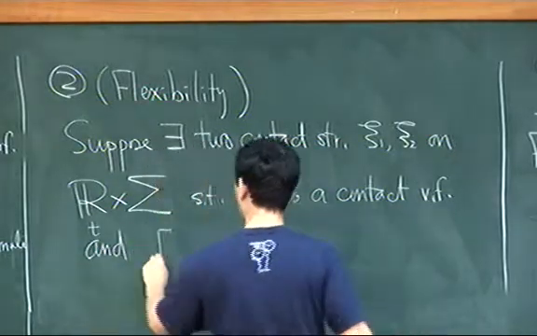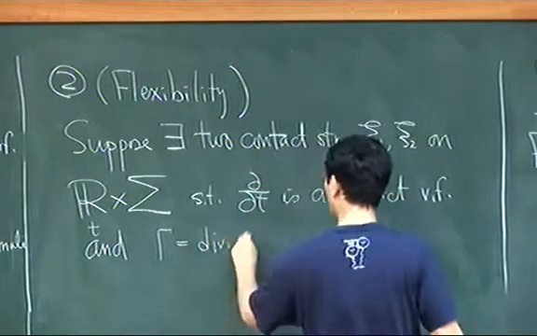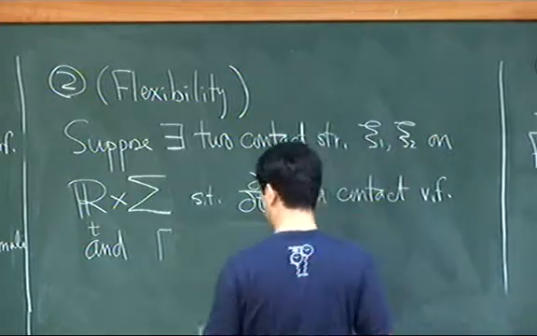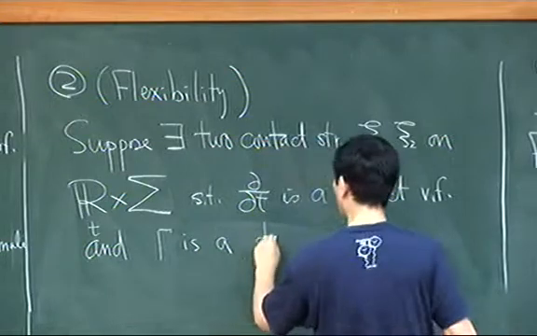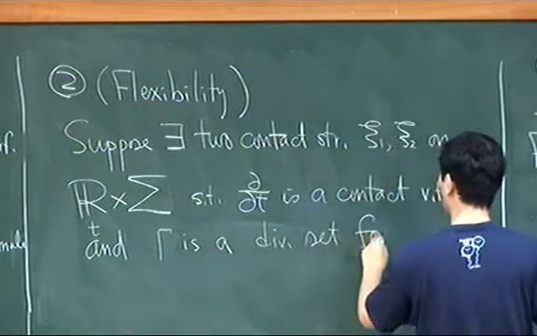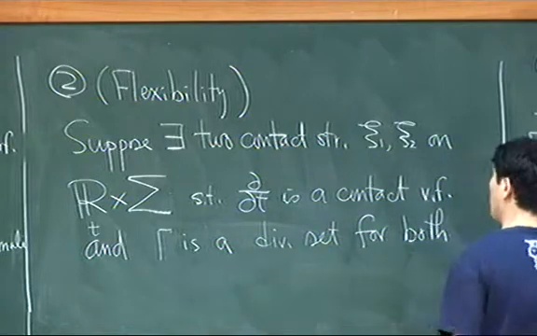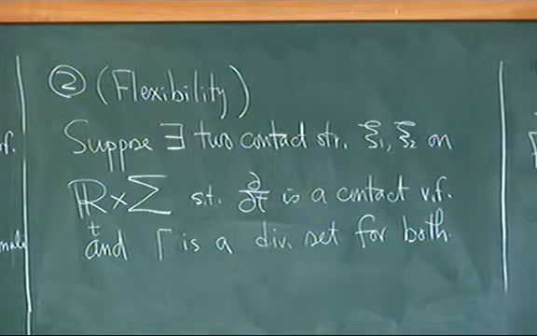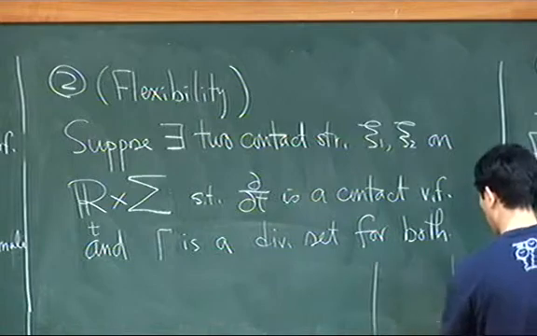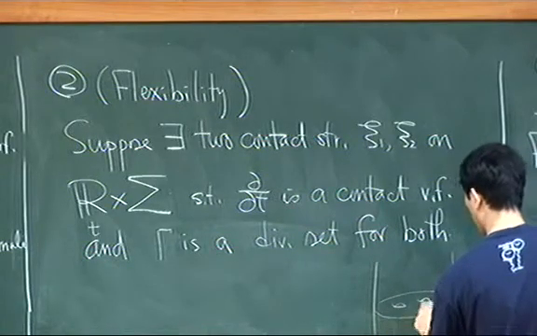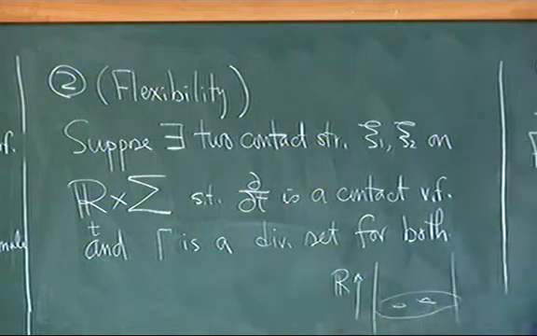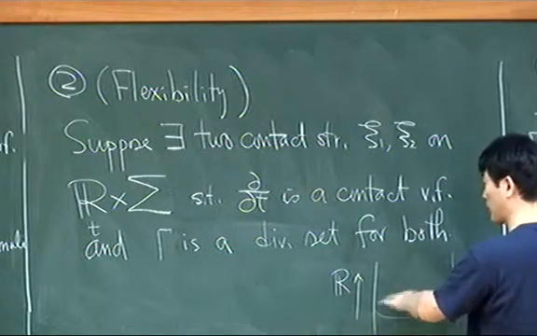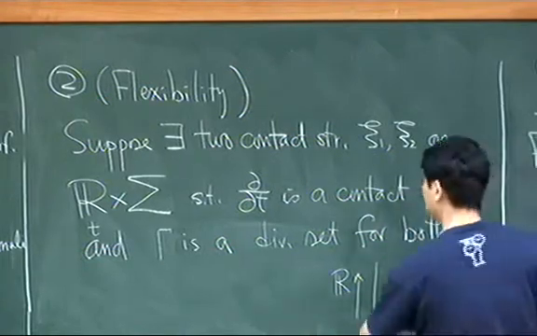And gamma is a dividing set for both C1 and C2, with respect to this contact vector field d/dt. So suppose, I don't know how you draw this, but you have some surface, and you cross it with R. And the d/dt direction is a contact vector field, i.e. the contact structure really doesn't change as you're moving up and down. Okay.